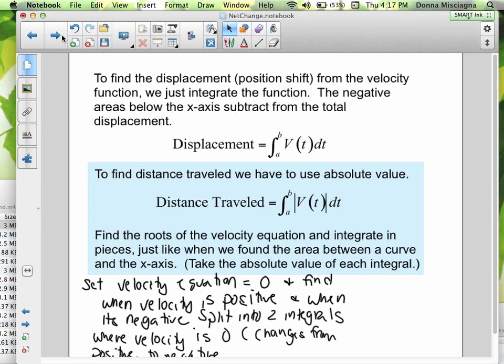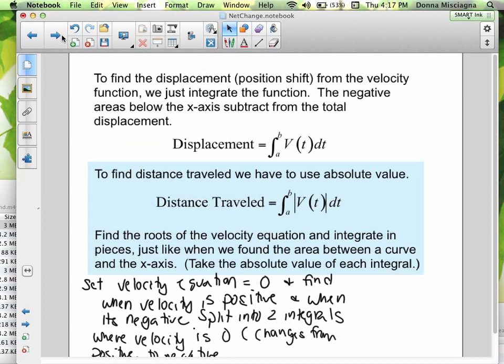To find the total displacement, position shift from the velocity function, we just integrate the function. The negative areas below the x-axis subtract from the total displacement. So there's no need to worry about where it's positive or where it's negative. You just integrate and evaluate, and that's all you have to do. So displacement is really easy.